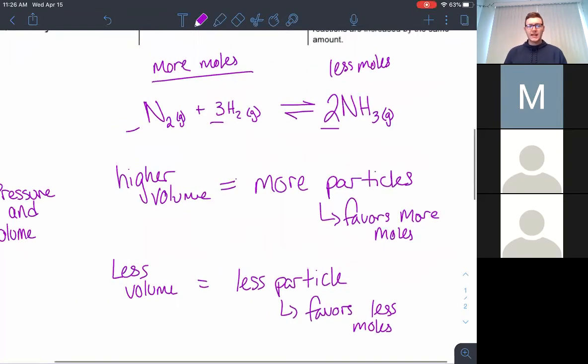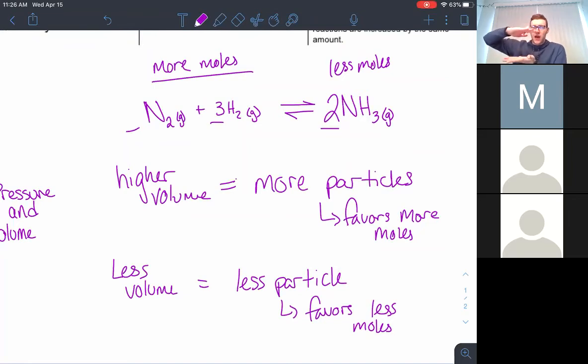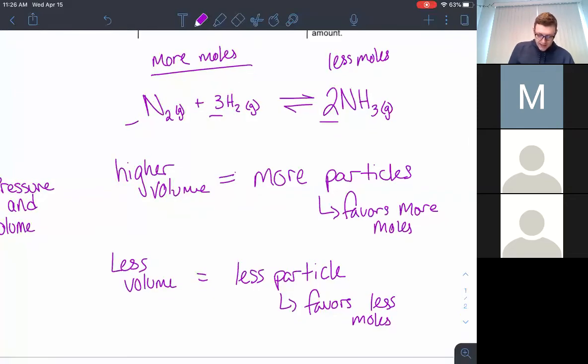All right. And I said that pressure and volume were related because if we think about it, if I have a container and I make less volume, I'm pushing down to create a smaller space. If I'm pushing down to make that smaller space, I'm creating more pressure every time there's less volume. So less volume is the same as saying that there's more pressure.